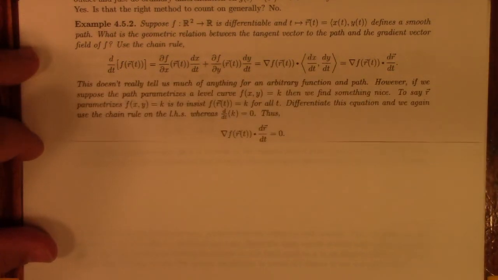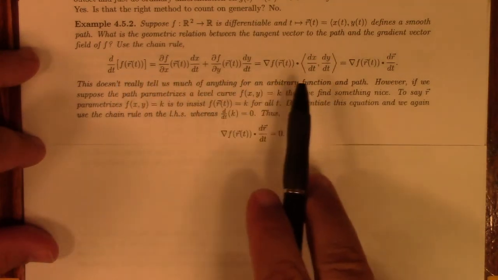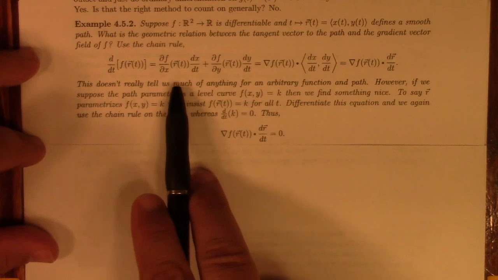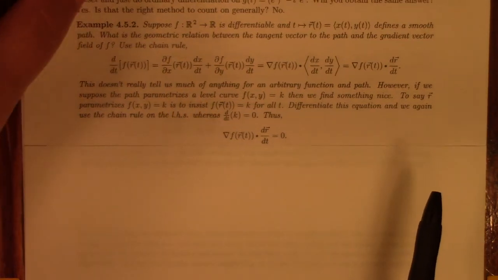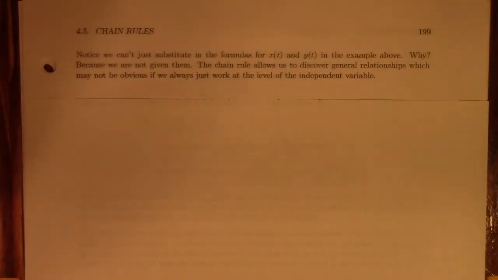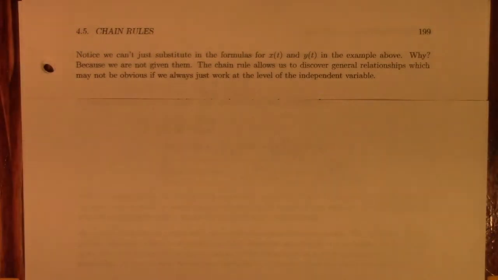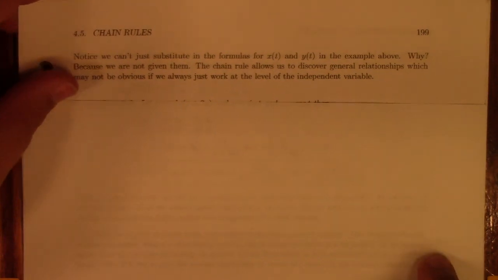As the next paragraph says, this is an identity for any function. But when we think about what it means for a level curve, it gets interesting. Moving on here. Part of my point in that example is to show you that we don't always have formulas for x of t and y of t, and yet we have said something interesting. So you really do need to understand the chain rule. You can't just dodge it and always evaluate things directly.